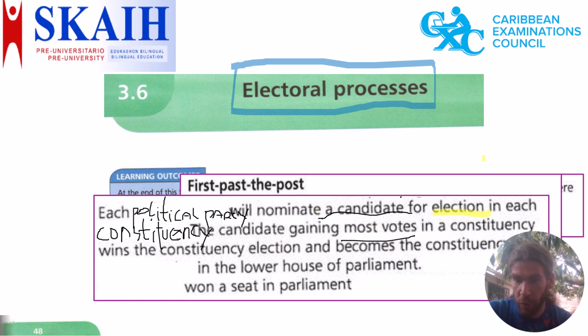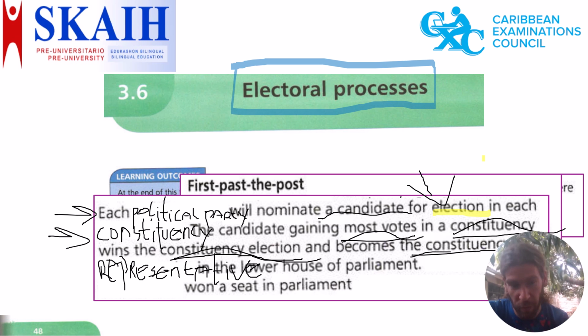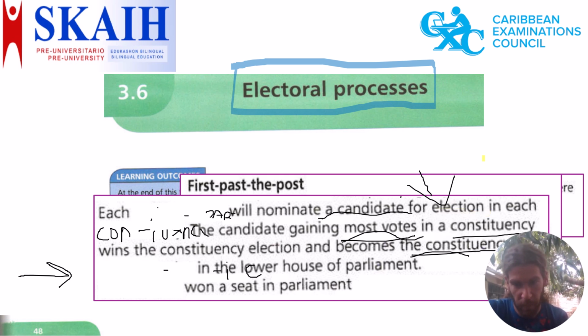The candidate gaining the most votes in a constituency wins the constituency election and becomes the constituency representative in the lower house of parliament. So this person is a representative of the constituency in the lower house of parliament. In other words, this person has won a seat in parliament.